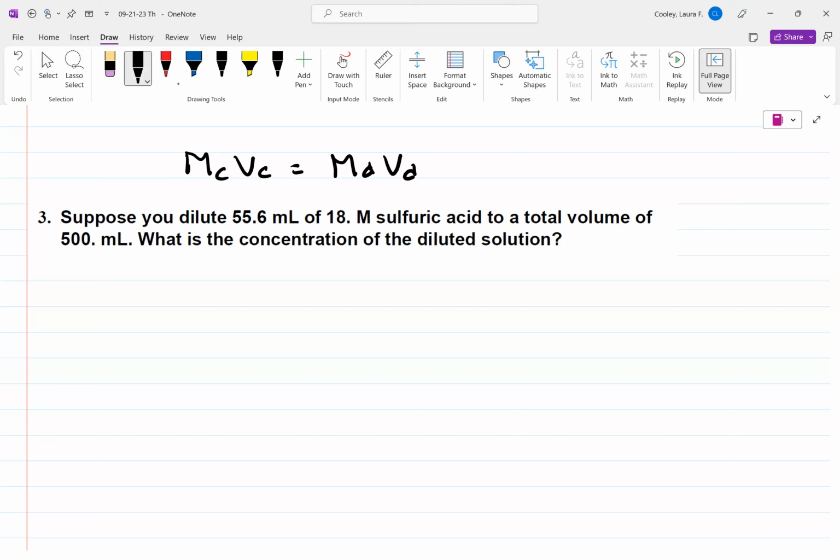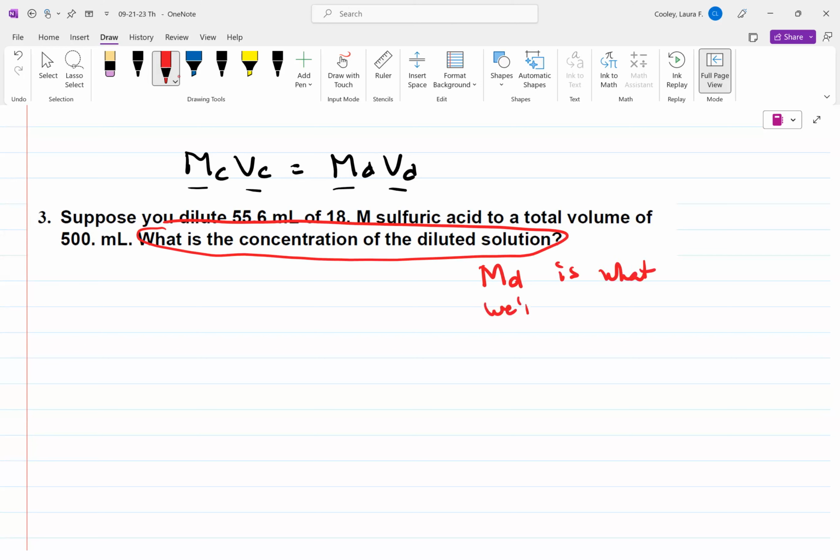But what is everything in here? So what's being asked in this problem? Which of these variables are you being asked to find in this problem? Yes, that's right. Here it actually asks you right out. What is the concentration of the diluted solution? That would be the molarity of the diluted solution. So MD is what we're after, what we have to solve for.